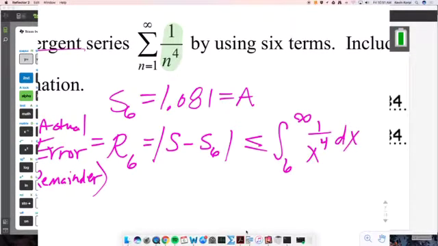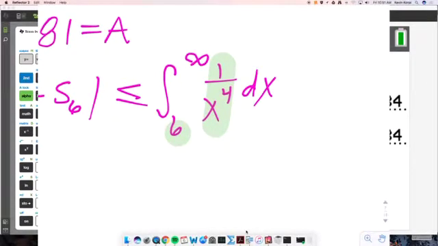So I took my rule of sequence, and I changed it as a function of x. And because I took the first 6 terms in my partial sum, that's my lower bound now for the integration. All right, so let's go ahead and compute that.